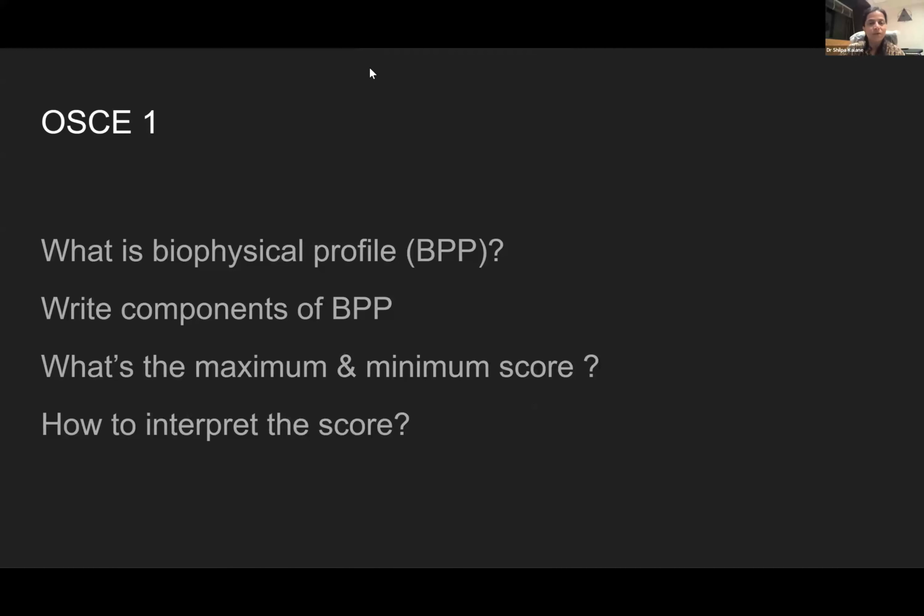So OSCE number 1, what is biophysical profile? What are the components of biophysical profile? And what is the maximum minimum score? And how do we interpret this score? So just write the components of biophysical profile. What's the maximum minimum score and how to interpret the score?